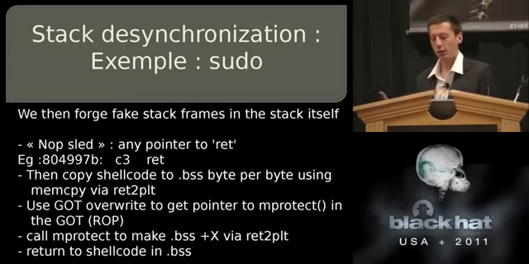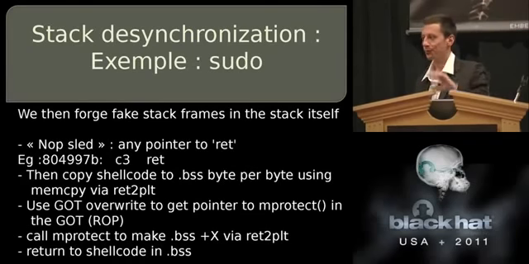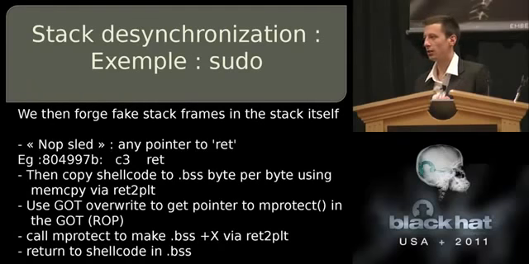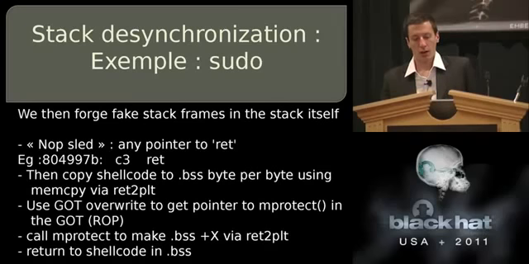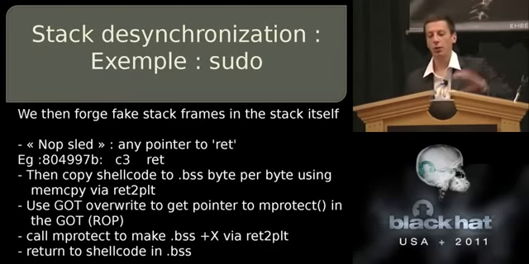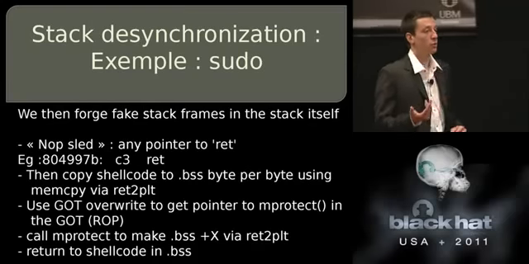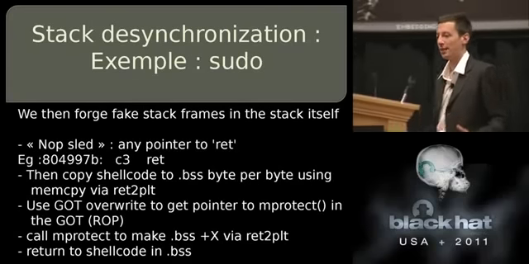So we copy the shellcode. Now we're forging fake stack frames. We forge stack frames to copy byte per byte the shellcode we want into the BSS section. This is standard stuff using ret to PLT. The PLT is also not randomized. It's inside the main executable. Then we face a problem. We can copy our whole shellcode inside the BSS section. Thing is, it's not executable. And to turn it into executable, we would like to call mprotect.